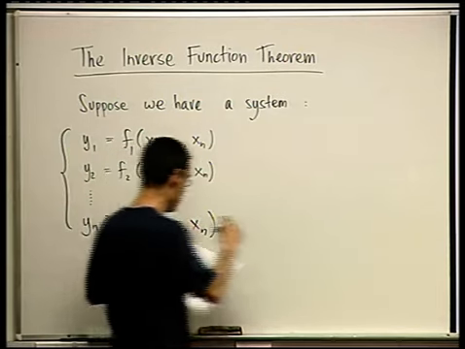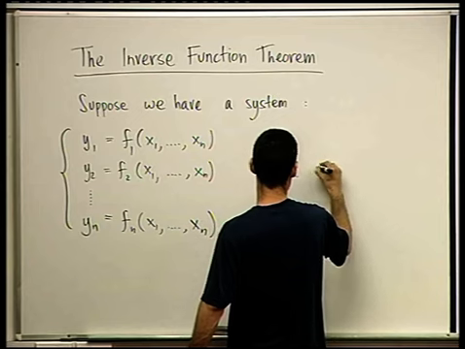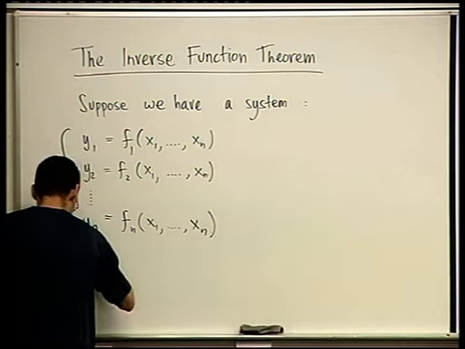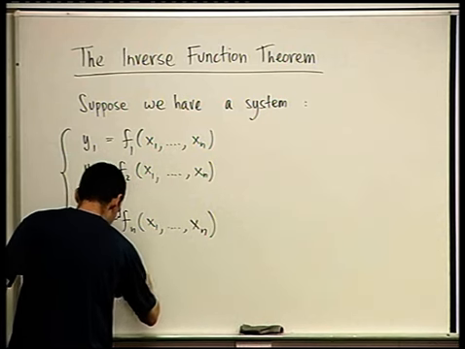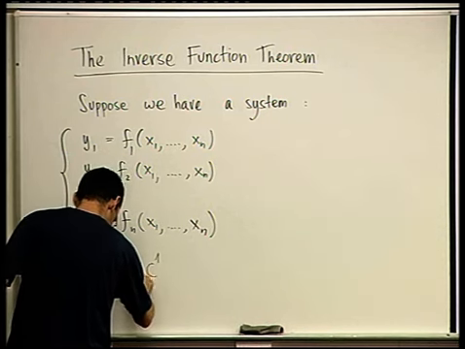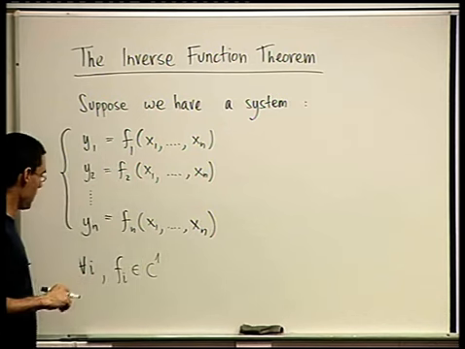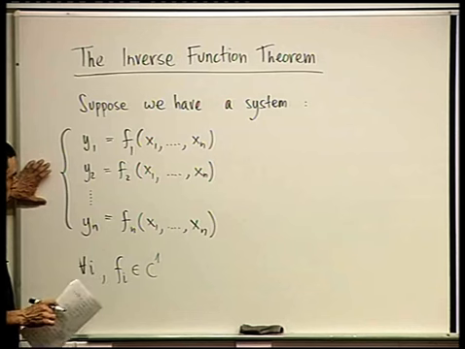And as usual, we're going to assume that for every i, fi is a C1 function. Okay, so all the partials are nice and continuous. And so this is the situation.